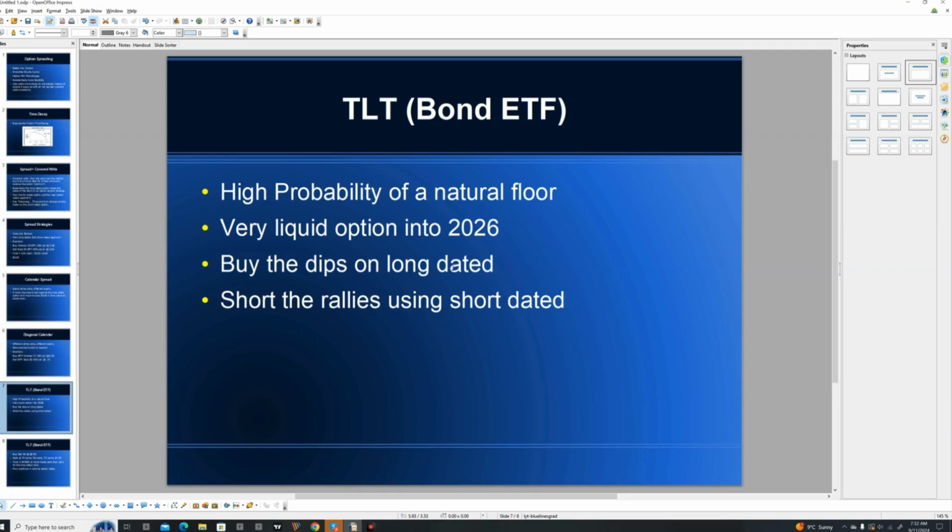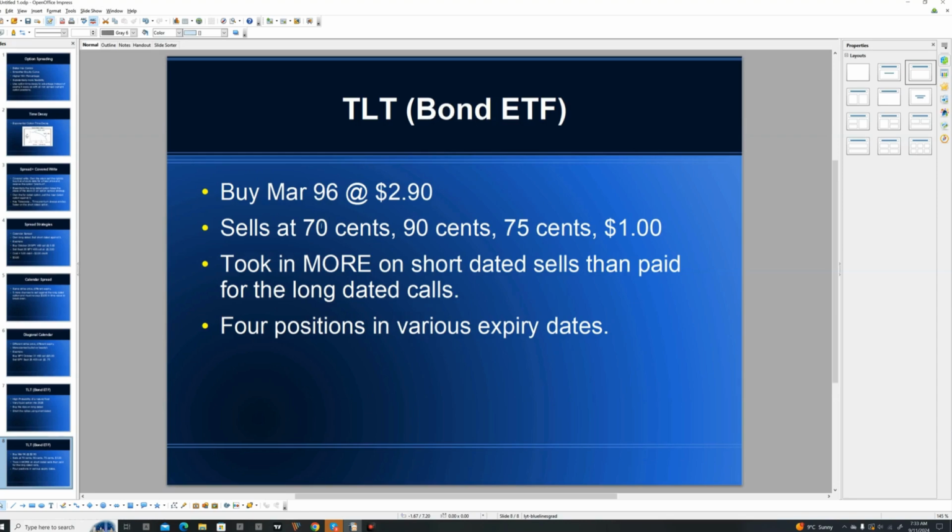So what do we do? Well, we buy during little bouts of weakness. We buy those long dated, which is essentially buying the stock. And then during rallies, we short the short dated calls. Remember, that's where our maximum time erosion is. That will make us money. So let me give you an example of what we've actually done here.